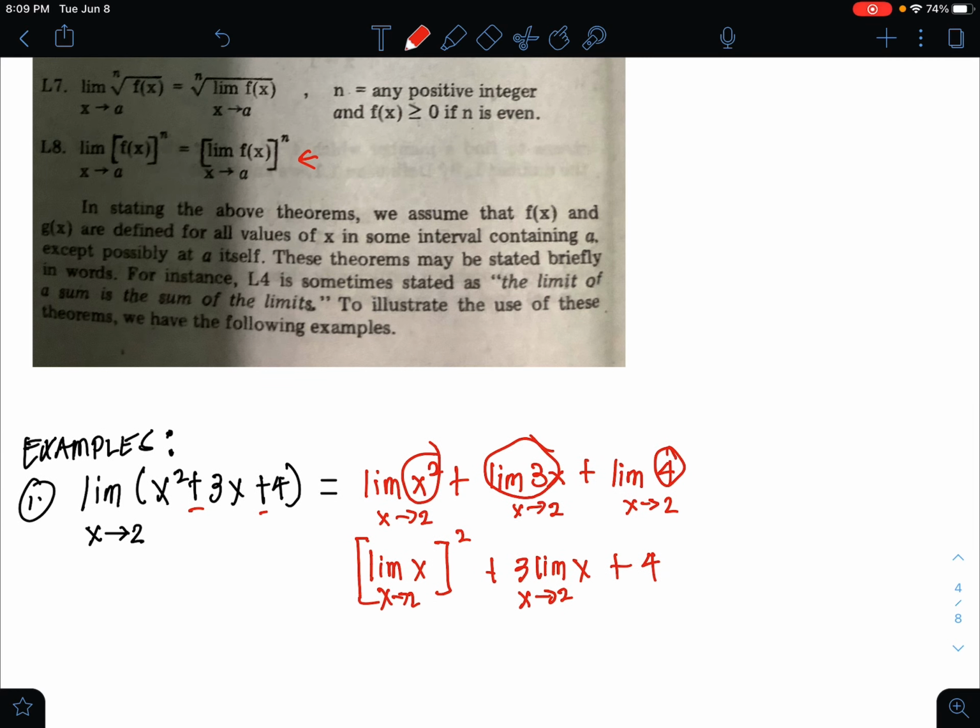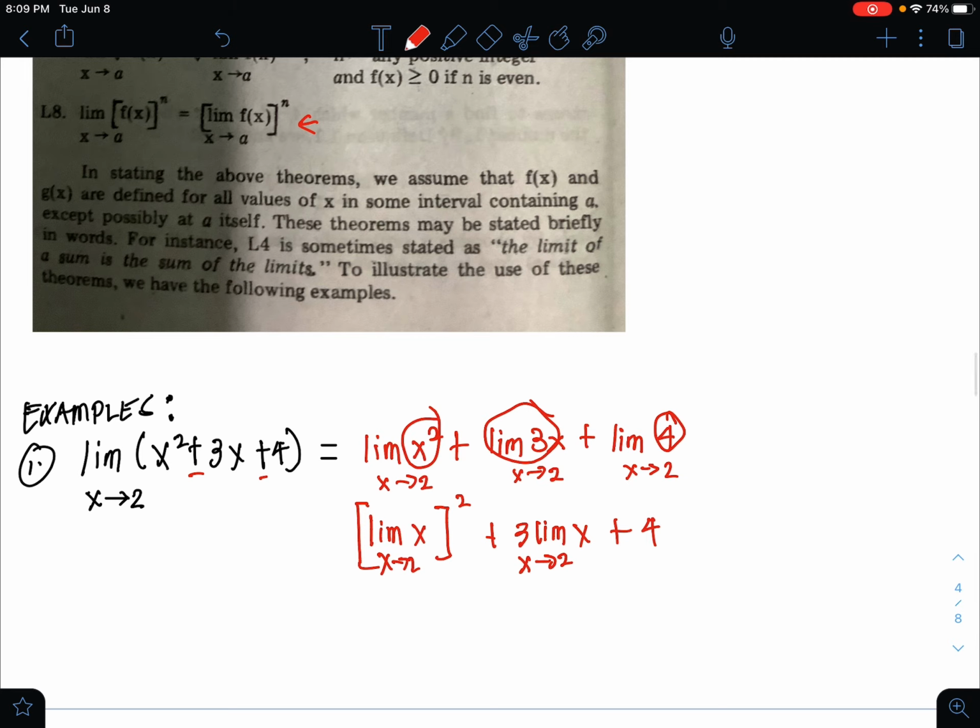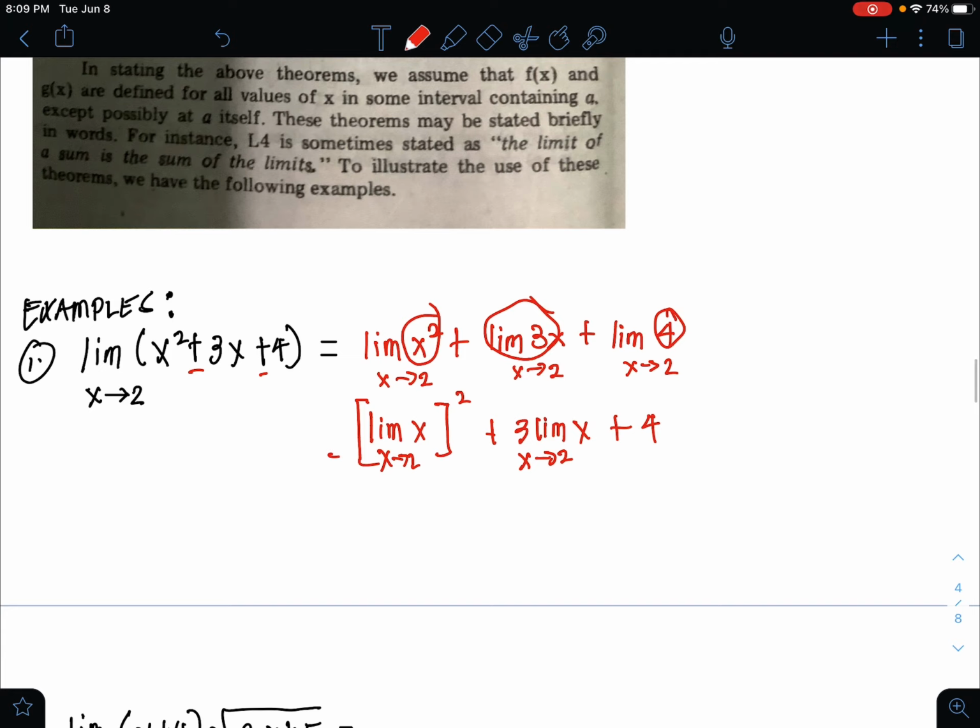So therefore, this will just be equivalent to 4. Okay. So there is no more x approaches since there is no value of x in that part. So therefore, we can just simply say this one as 2 squared, which is 4, plus 3 times 2, okay, and then there is 4. The equivalent is 14. That is your final answer.